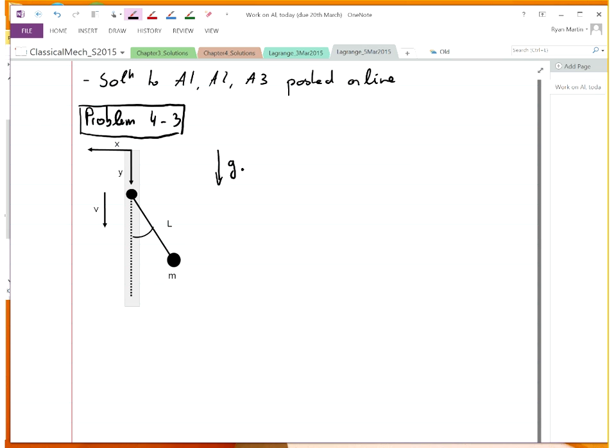So let me give you a couple minutes to choose a generalized coordinate and write out the kinetic energy for the pendulum, as well as the potential energy. I'll give you maybe 5 minutes to try and come up with that, and then I'll give you a hint as to how you might do it. Okay, so start by writing out T and V in generalized coordinates.